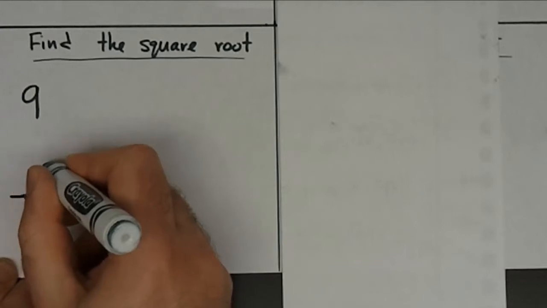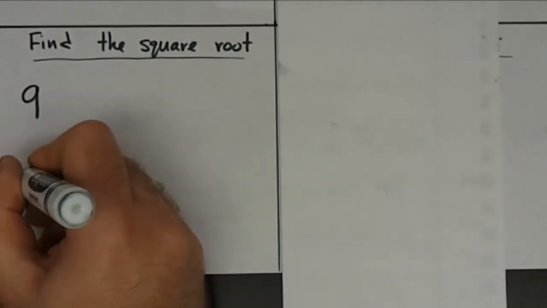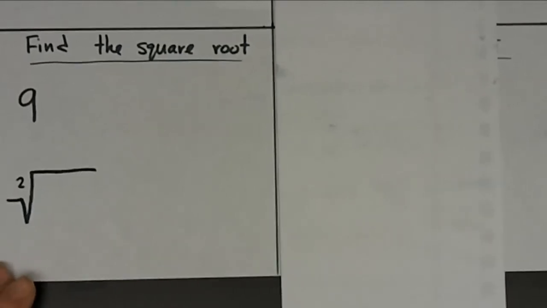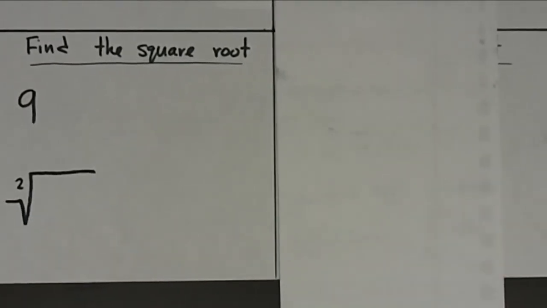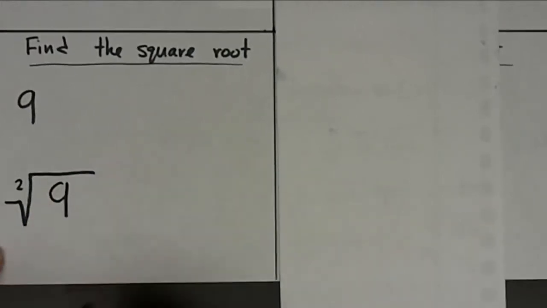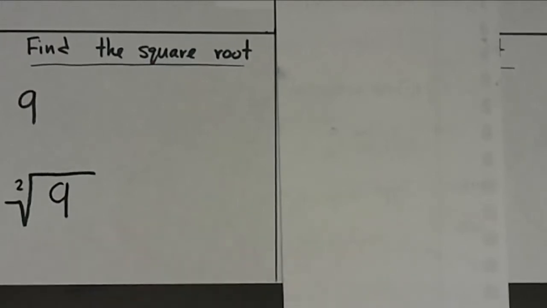So, and I'm going to write the 2 there because I like writing the 2. The book doesn't, but I like writing that 2. It makes me feel all warm and cuddly inside. And then I'm going to write the 9 right there. Now, can someone tell me, how can I write this 9 so it's in exponential form?